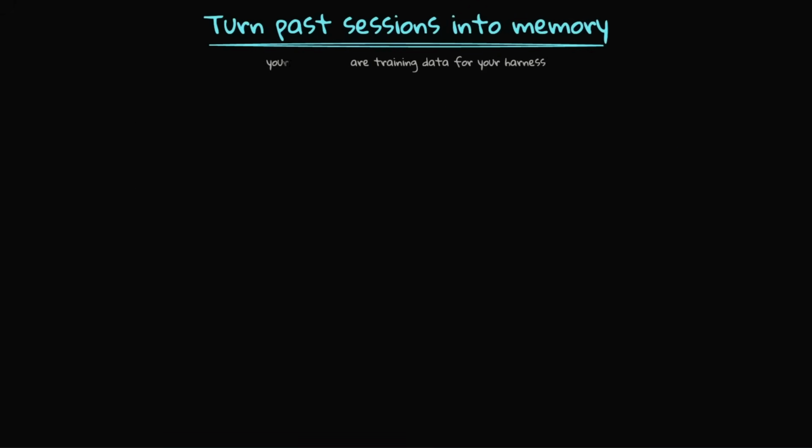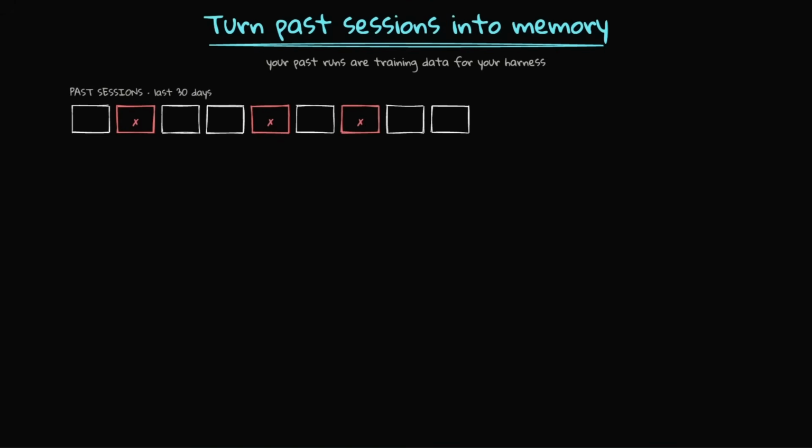Now, the last component we are going to talk about is memory. It's not only for the agent to remember your preferences. Actually, your past agent runs are basically free training data, but most people just throw them away. Now, here is an idea called session mining. And in this, you want to simply go back through recent runs and look for patterns.